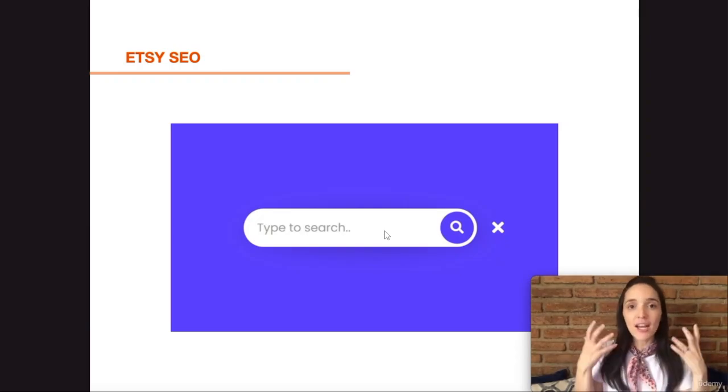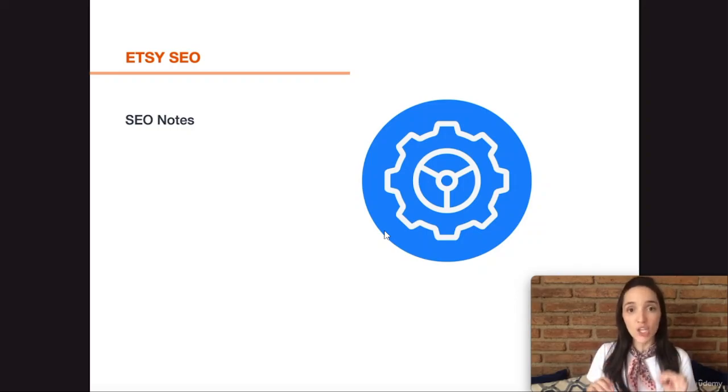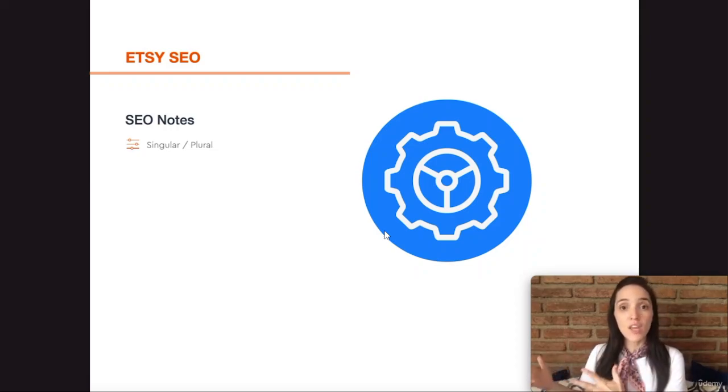So before we actually start optimizing our listings and our Etsy shop storefront, I wanted to talk about just a few SEO notes. The first one is that singular words and plural words are very important. That is because the more similar we can get to the words that our customers are going to be typing, the higher the chances that we're going to be shown in those results. So if your customers are typing dog t-shirt in singular, as opposed to dog t-shirts, it really does matter if you have both options or just one of the options within your product listing.